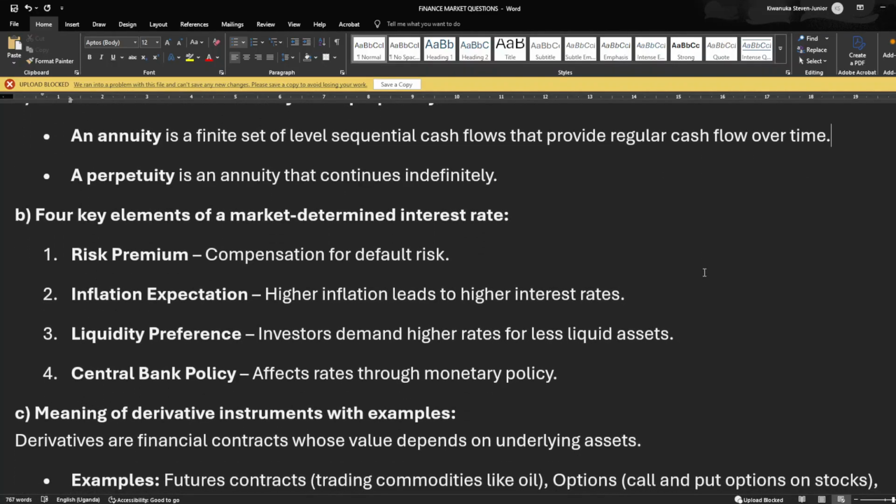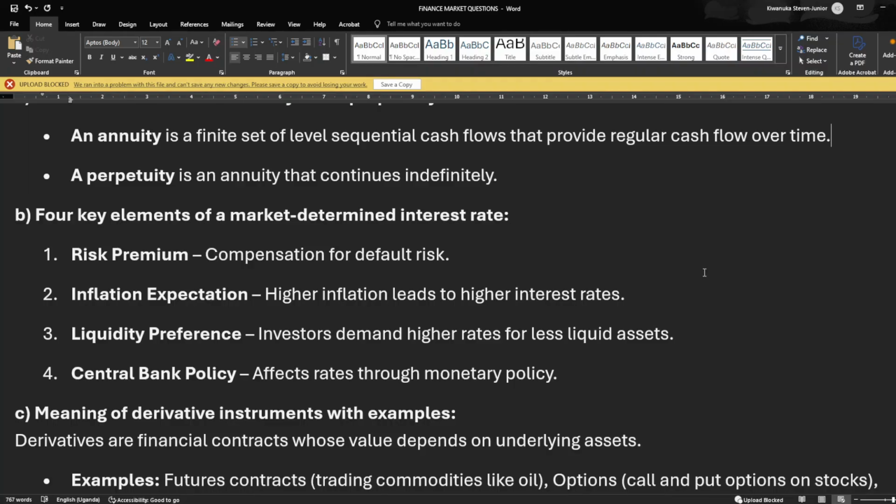Four key elements of a market determined interest rate. We have risk premium, that is compensation for default risks. Market determined interest rates will always have a risk premium where they compensate you for certain types of risks. We call them default. Then inflation expectation: higher inflation, higher interest rate. It is a key element.